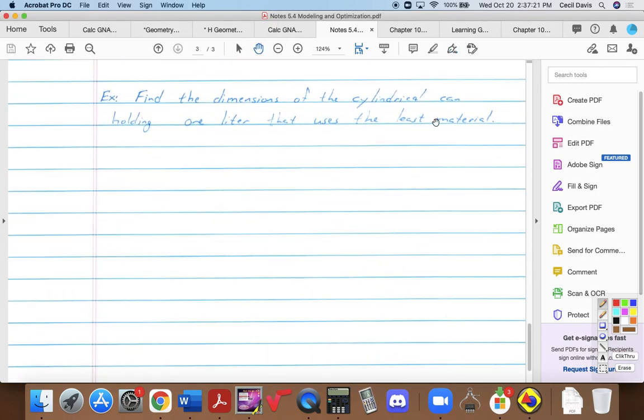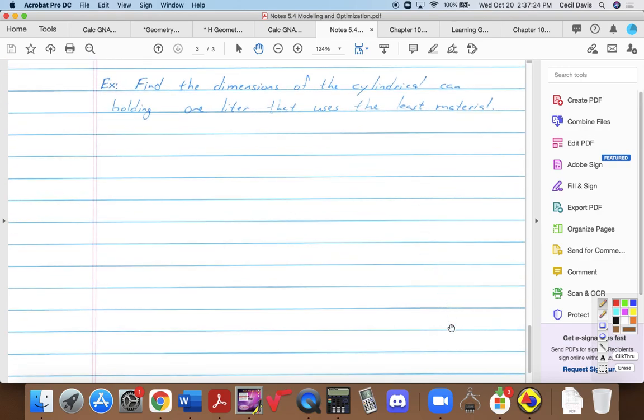All right, last one. Find the dimensions of a cylindrical can holding 1 liter that uses the least material. So we want a can that holds a liter. Okay, so we're talking about volume, right? But we want the least material.